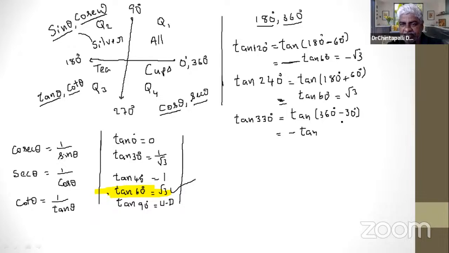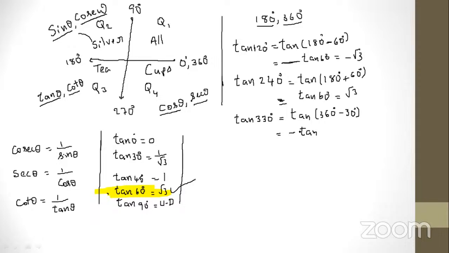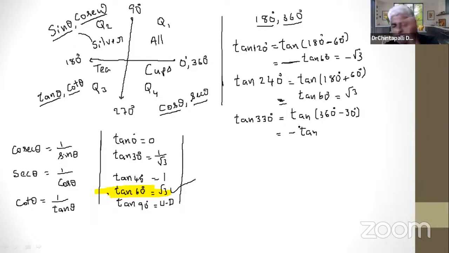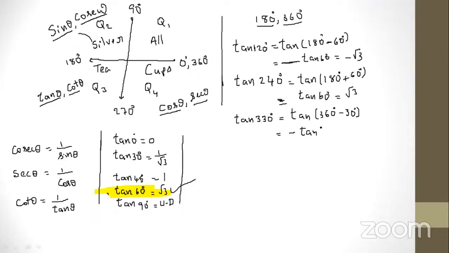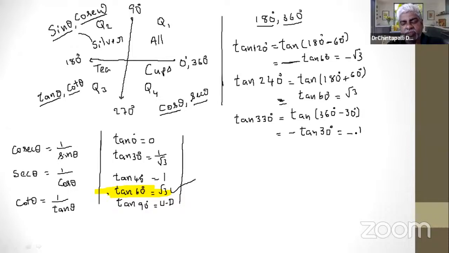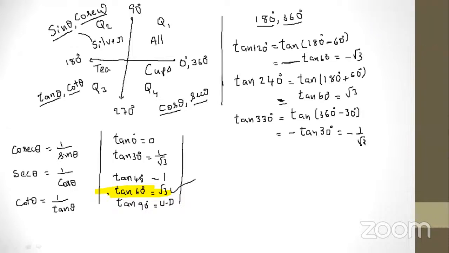Do you think that since there is negative, we are using a negative? No, sir. We are using it because 330 degrees lies between 270 degrees and 360 degrees, which is the fourth quadrant, in which tan is negative. So it is minus tan 30 degrees. It is equal to minus 1 by root 3. Tan 30 degrees is equal to 1 by root 3.